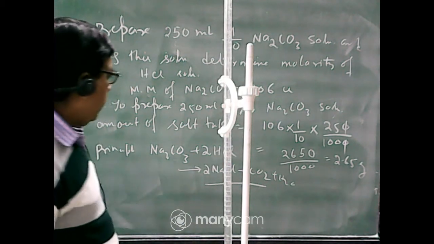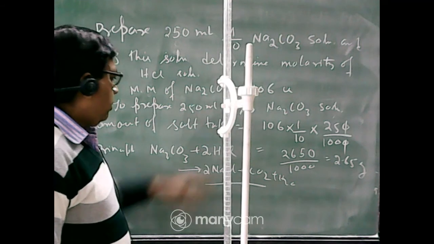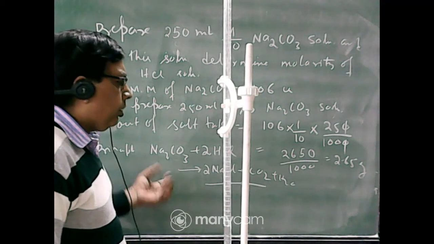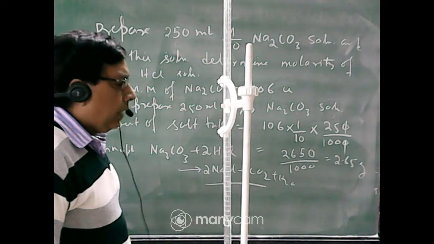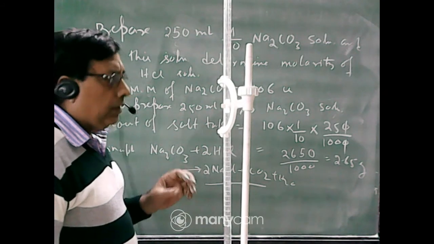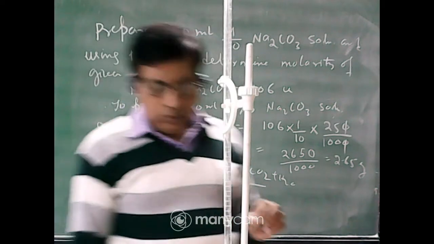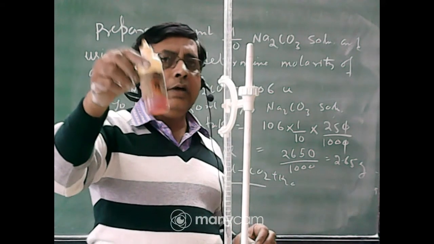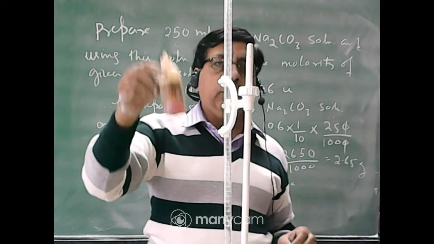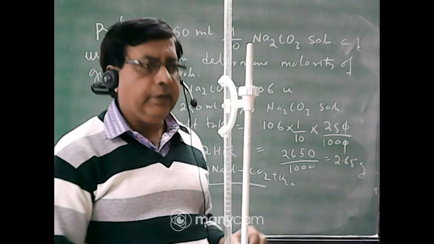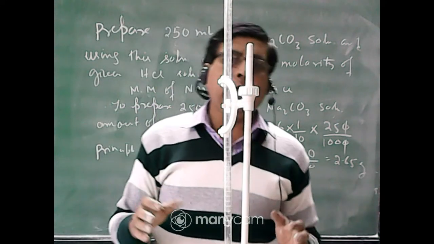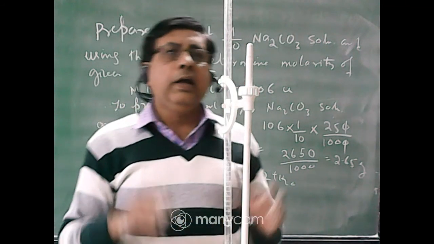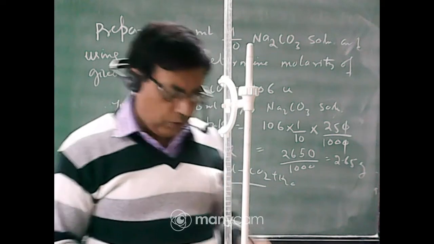Now it is a titration between strong acid and weak base, because after hydrolysis some base is produced. So the equivalence point lies below 7. So we use methyl orange as indicator, not the phenolphthalein or blue litmus. You know methyl orange gives pink or red color in acid solution and yellow color in basic solution.